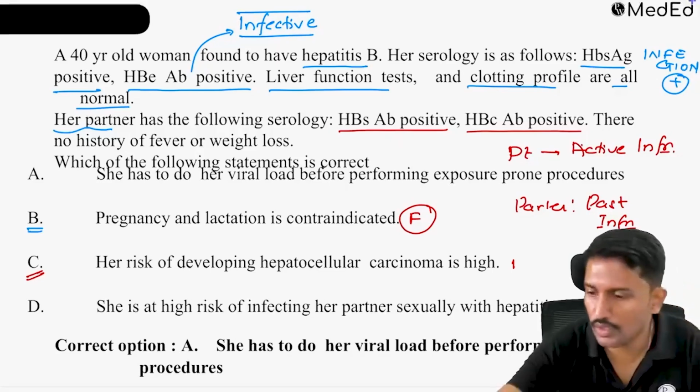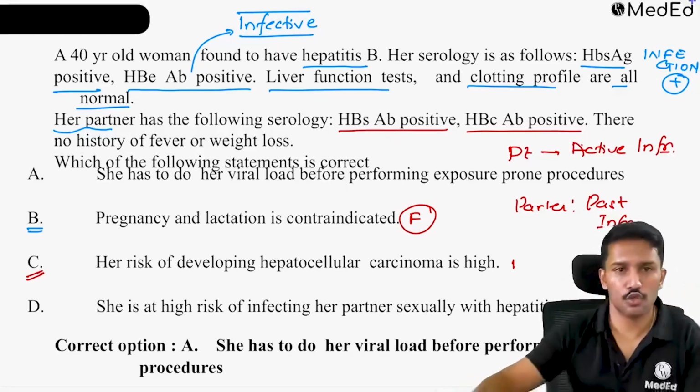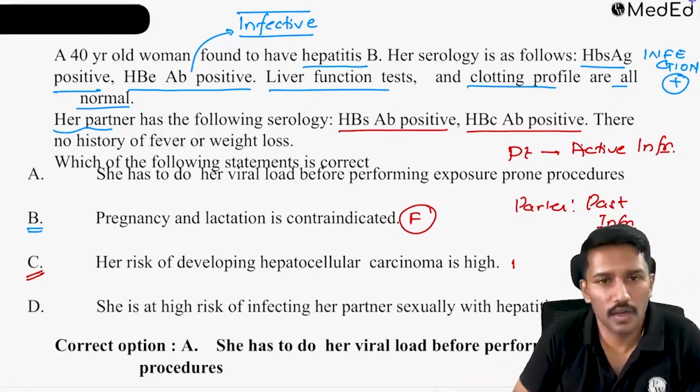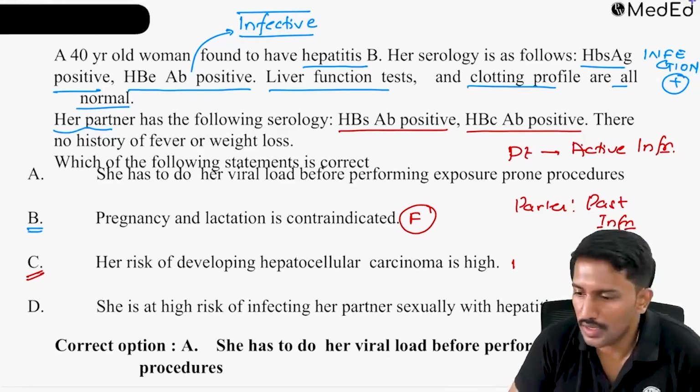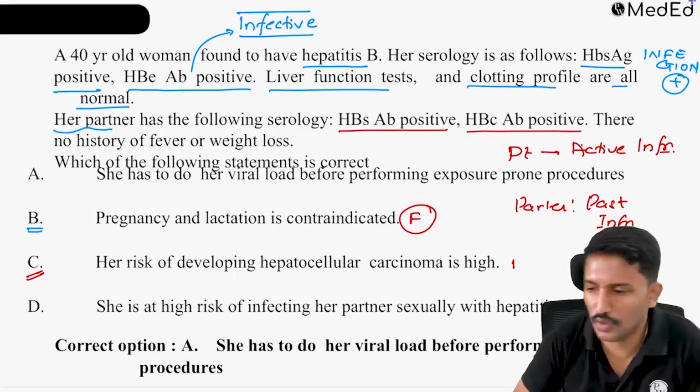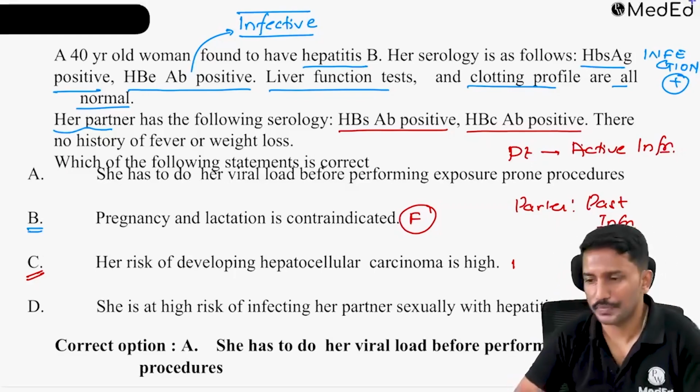Okay. Now what about option C? How many of you think that is true? Her risk of developing hepatocellular carcinoma is high. How many of you think it is true?